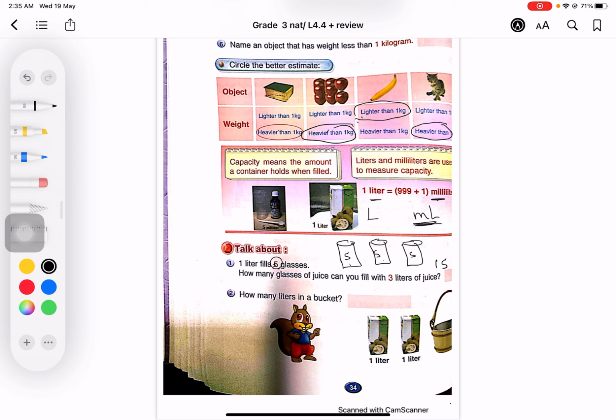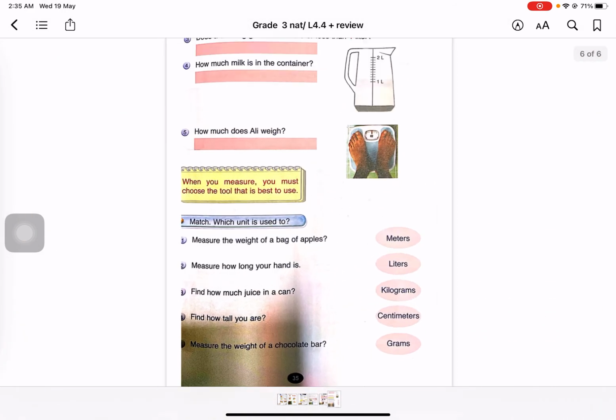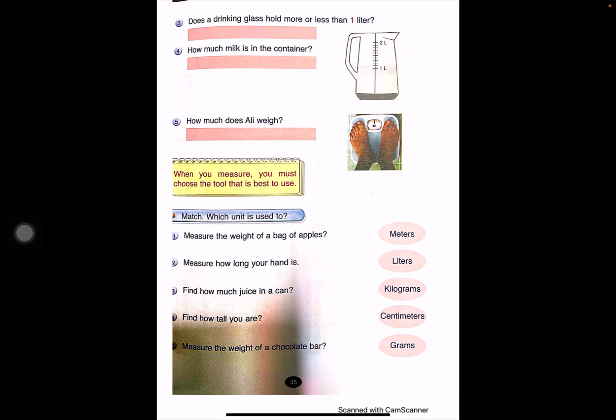How many liters in a bucket? If you have 1 bucket, it's 1 liter. Okay, to fill this with milk or something, how many are you going to use? 2 liters. So how many in this bucket? It used 2 liters. Okay, so the capacity for this bucket is 2 liters. We finished page 34.